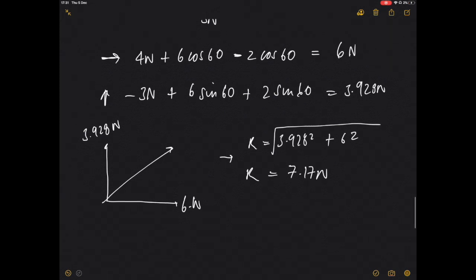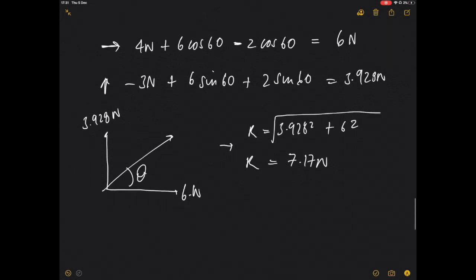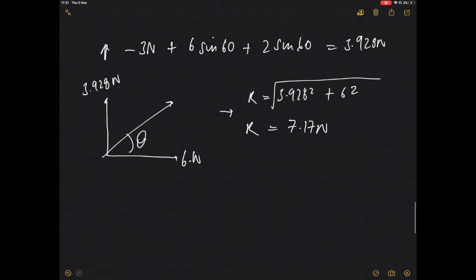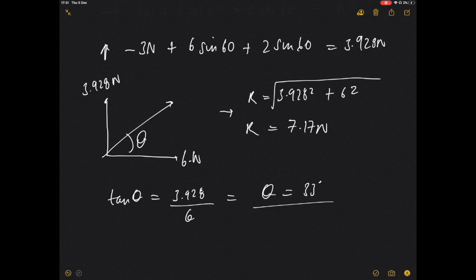Which is great. And if we wanted to find out our angle theta to the horizontal, all we would need to say is that tan theta is equal to our opposite over our adjacent, which is 3.928 divided by 6. So theta would equal 33 degrees. Okay, so that's just how we resolve some forces. All this is trigonometry. You've done it before. It's just thinking about it in a slightly different way.